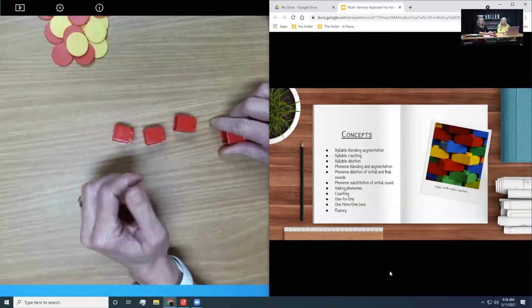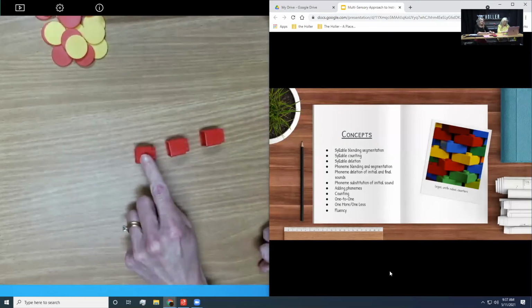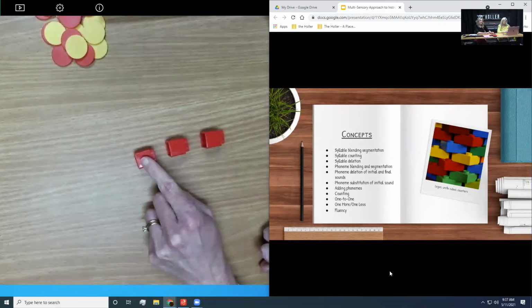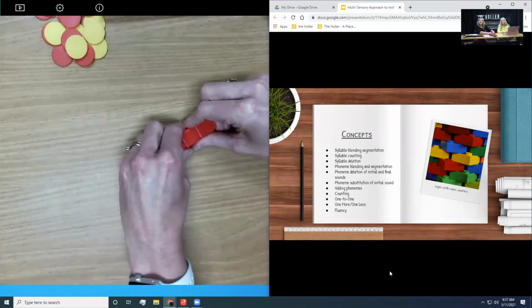Okay, that's all the words I need. So I'm going to push those away, and I have 3. Pineapple. 1, 2, 3. Pineapple has 3 syllables. Okay, and that's how you do that.